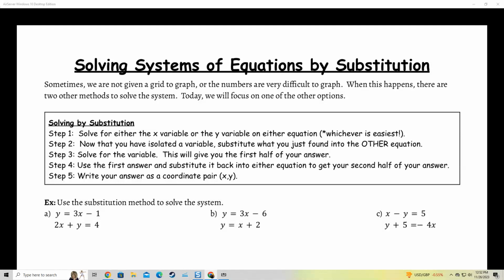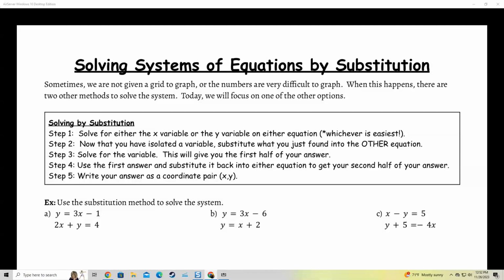All right, so we'll go through those steps because I know that was a lot. I promise you it's not as complicated as it sounds, but you need to have that information out there somewhere. It says use the substitution method to solve the system: y equals 3x minus 1 and 2x plus y equals 4. Remember, what we did before was graph it. We're not going to do that. We're going to use these 5 steps and solve by substitution.